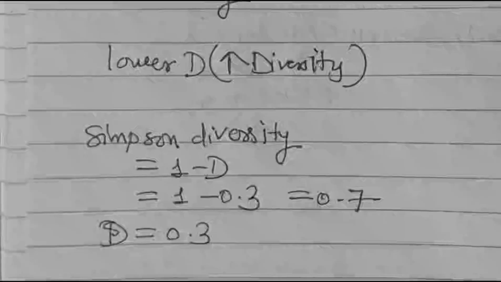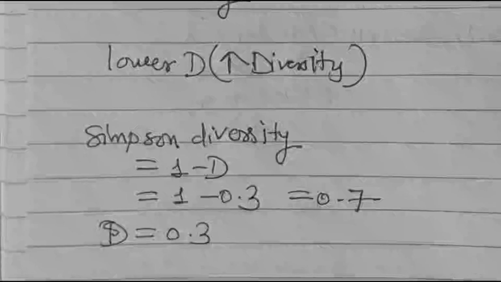Then the Simpson index of diversity, 1 minus D. To make it easier to interpret, where higher means more diversity, we often use the Simpson index of diversity equal to 1 minus D. So we know that the Simpson index which we got, that is capital D, is equal to 0.3. So we will subtract it: 1 minus D, that is 1 minus 0.3, comes out to be 0.7. So the Simpson index of diversity is equal to 0.7.